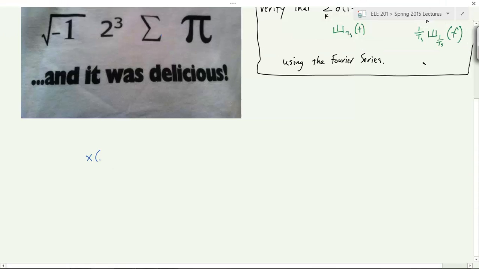So first of all, let's let x of t be this delta impulse train, and let's do a Fourier series to calculate the coefficients. So notice this has period Ts, so it's okay to apply the Fourier series here. And the Fourier series coefficients will be this integral. Now we integrate over one period of our signal.